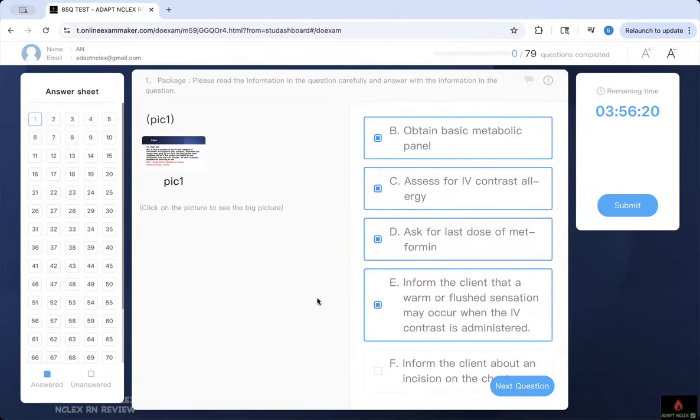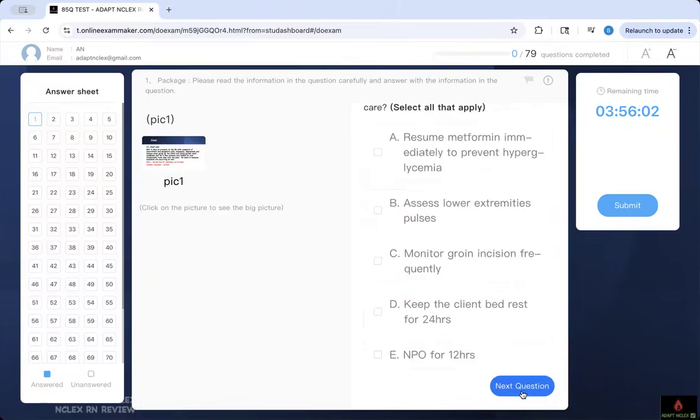Inform the client about an incision on the chest. No, in cardiac catheterization we go through your groin, not your chest. Watch that. NCLEX will trap you on that. It's an incision in your groin. It's a tiny stab wound in your groin, and we're going to your heart through the groin using wires. So this is a trap.